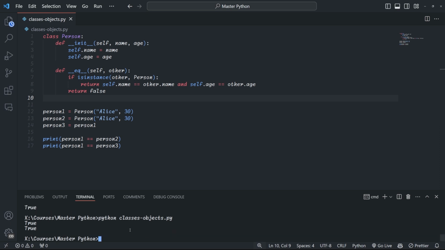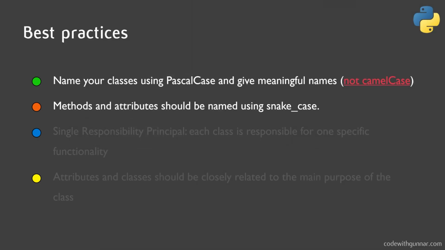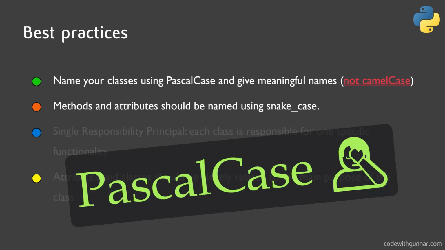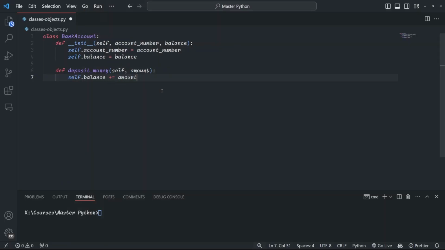Right, before we end, let's look at some important best practices that will help you write cleaner, more maintainable code when it comes to object-oriented programming. In Python, we follow specific naming conventions for classes, methods, and attributes. Now, class names always use camel case instead of the usual snake case. Camel case means that each word starts with a capital letter with no underscores. However, methods and attributes still use our usual snake case, which is all lowercase with underscores between the words. Here, for example, BankAccount is our class name in camel case, while account_number, balance, and deposit_money use snake case.